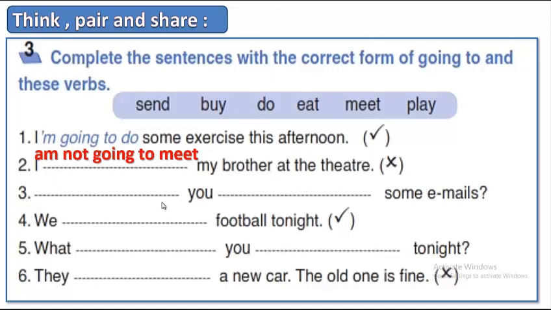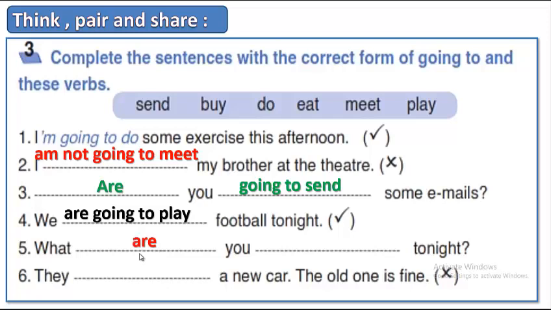Number 3. That's right. Are you going to send some emails? Number 4. Choose, my dear students, choose the suitable verb using going to in positive and negative forms. Number 4. We are going to play football tonight. Number 5. What are you going to do tonight? Excellent. Number 6. They aren't going to buy a new car. The old one is fine.